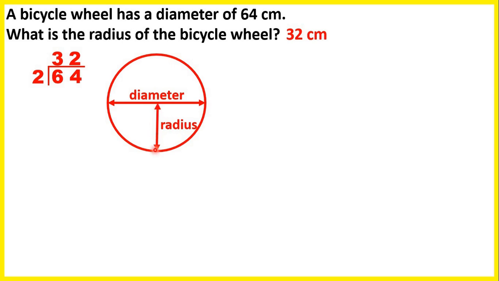And same for the radius, I've drawn a line from the middle down to the bottom, but the radius is the distance from the middle to any point on the edge. So that's why the radius of a circle is always half the length of the diameter.